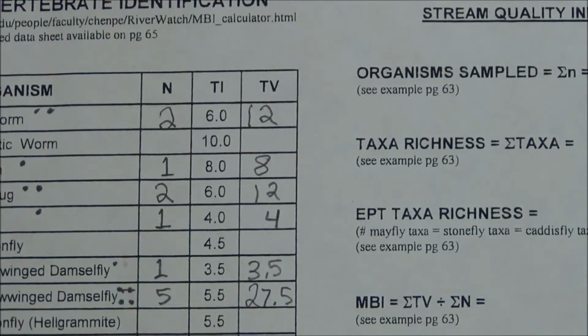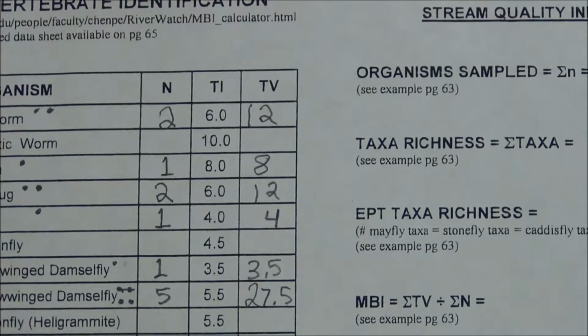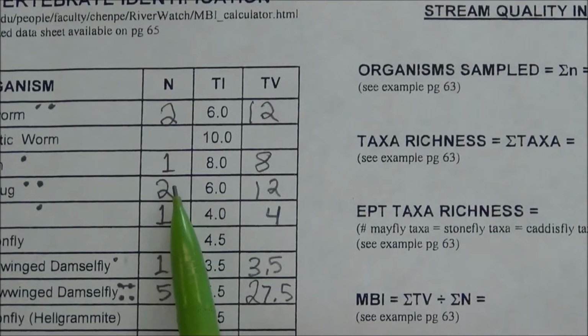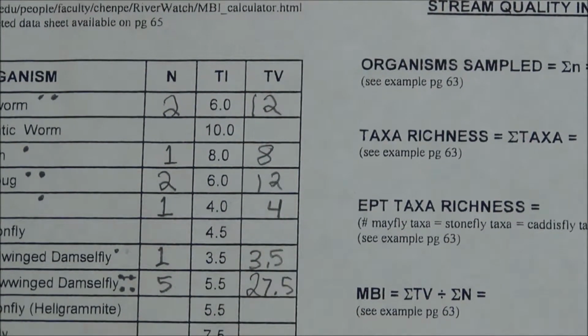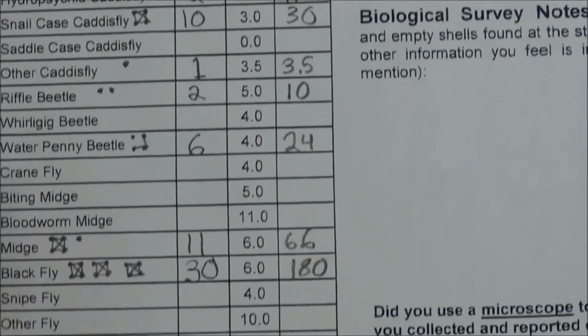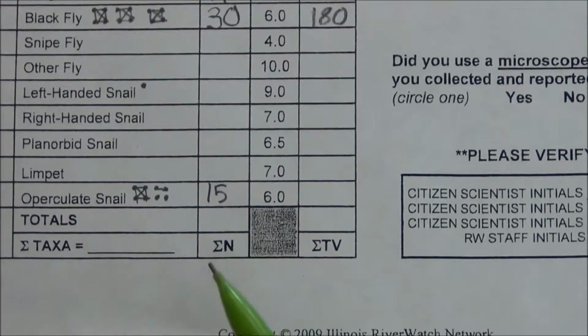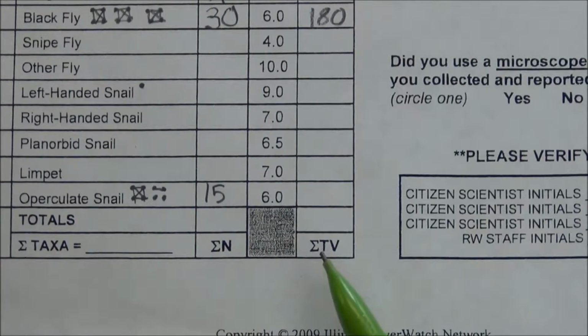Now that I've multiplied the N column by its TI value and written the product in the TV column, which is the tolerance value, we are ready to add up each column and place the sum at the bottom of the page. So this is where the calculator is good to use. You'll add up all the numbers in the N column and all the numbers in the TV column. And then you will write them at the bottom of your page right down here, sum of N and sum of TV.